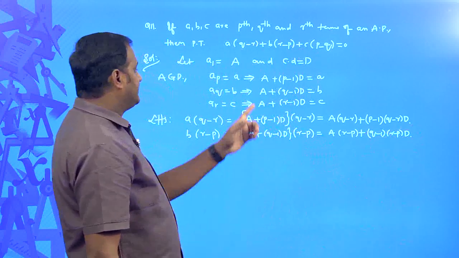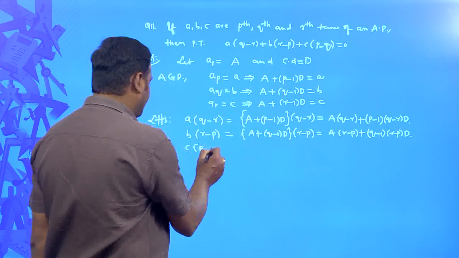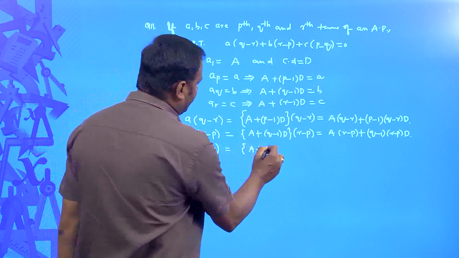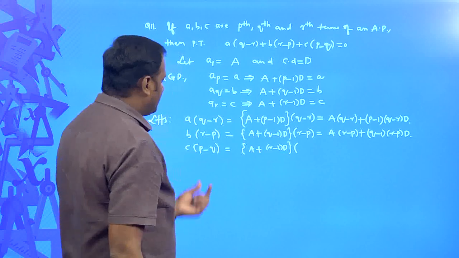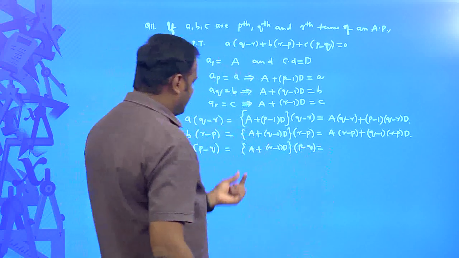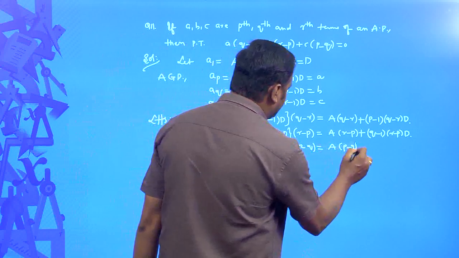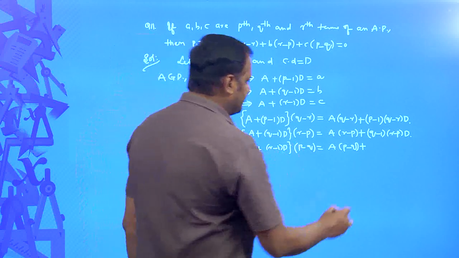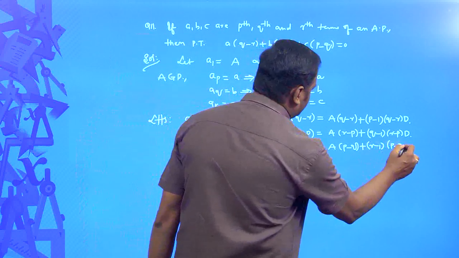Coming to the third one, what is the third one? C into (P minus Q). So, C into (P minus Q) is going to be, what is C again? A plus (R minus 1) into D, into (P minus Q). So, that is A into (P minus Q) plus (R minus 1) into (P minus Q). So, (R minus 1) into (P minus Q) into D.